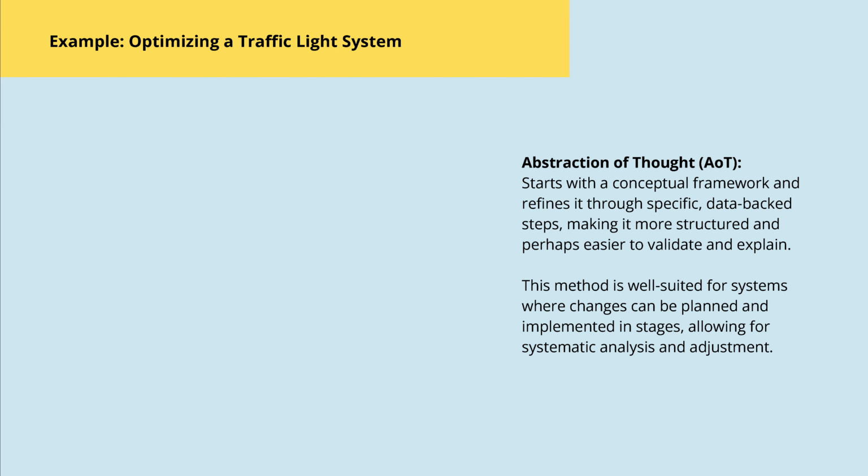So for my green grasshoppers, a very short summary. In this example, with abstraction-of-thought, it starts with a conceptual framework and refines this framework through specific data-backed steps, making it more structured and perhaps easier to validate and explain. So this model is strong for systems where changes can be planned in advance and implemented in stages, allowing for a systematic analysis if you go through the complexity levels of your hierarchical system.